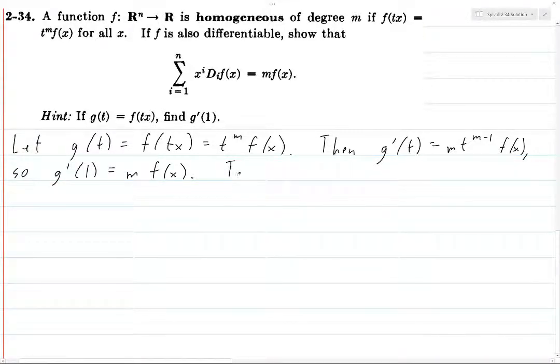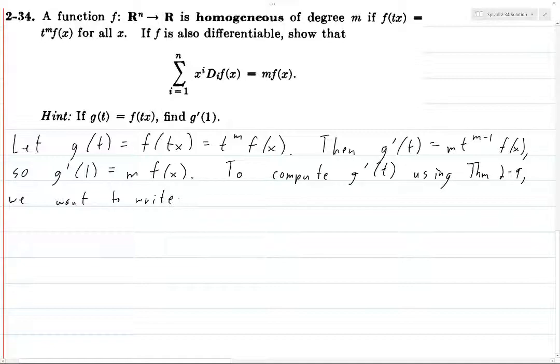Okay, so to compute g prime of t, I have no idea what is happening up there, using theorem 2-9, we want to write g of t, which is f of tx, as capital F of t.